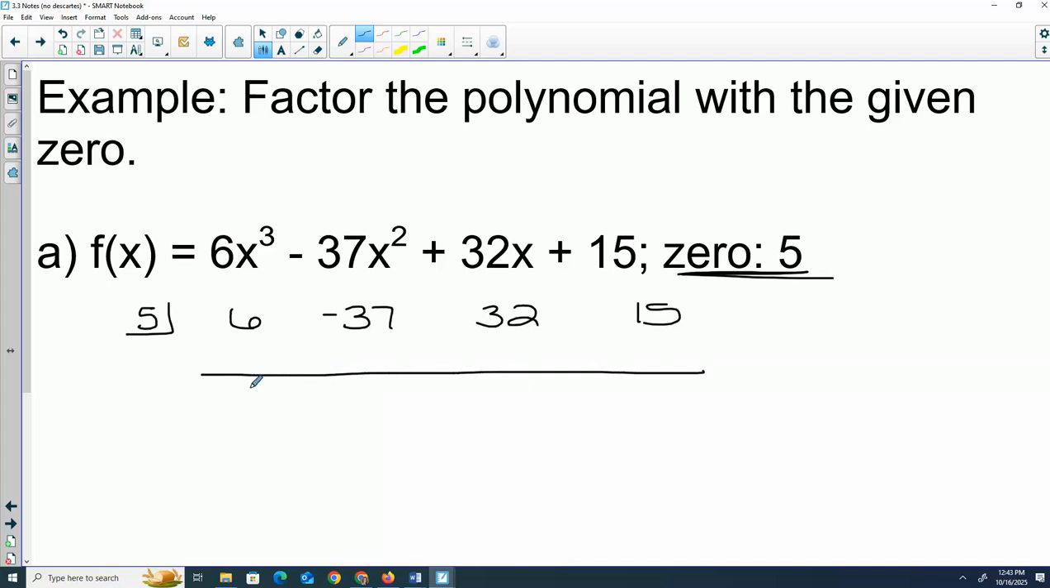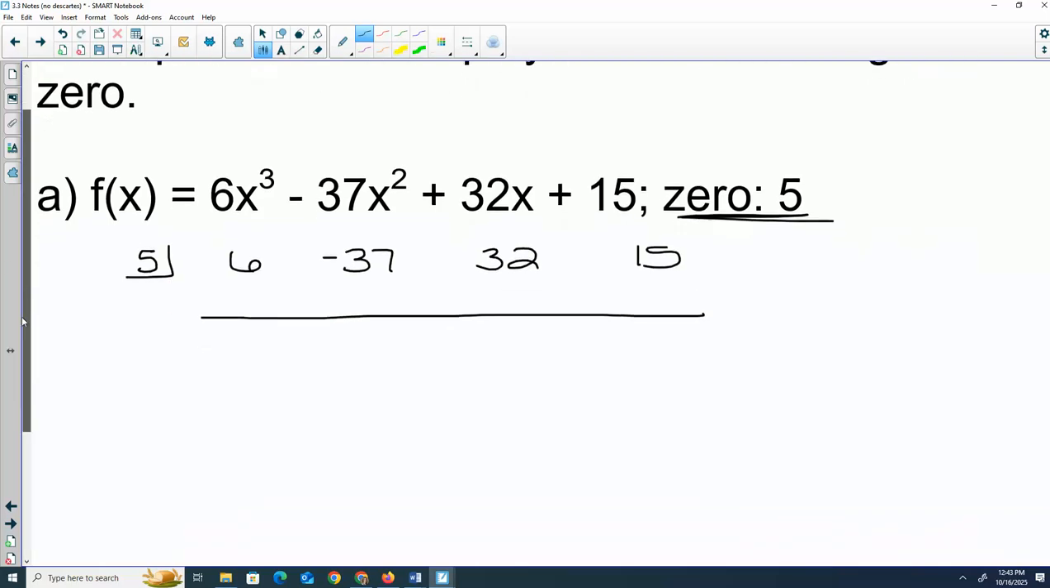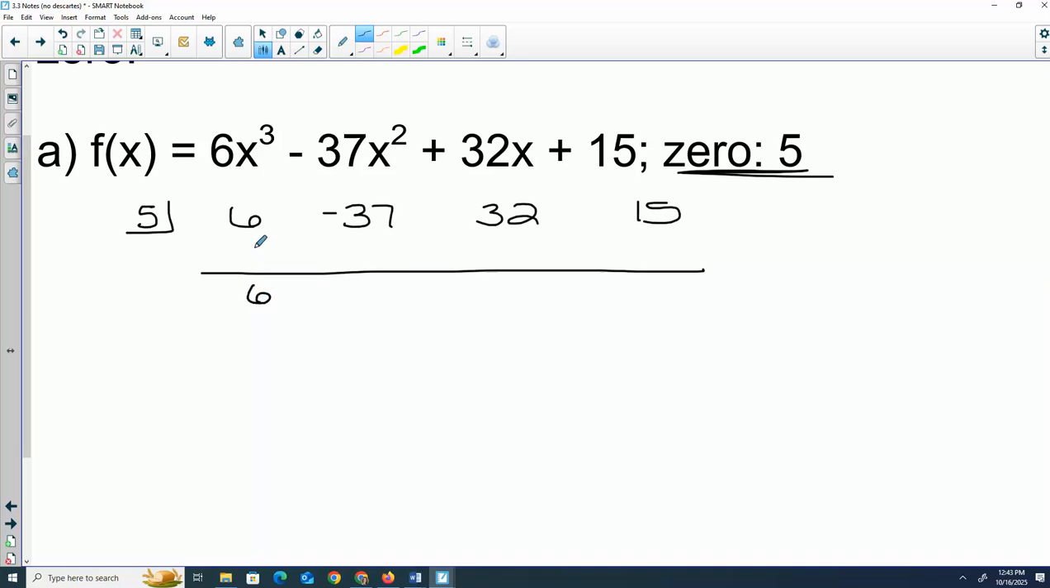Okay. So 6 would come down. 6 times 5 is 30. Plus negative 37 is negative 7. Times 5 is negative 35. Plus 32 is negative 3. Times 5 is negative 15. Plus 15 is 0.